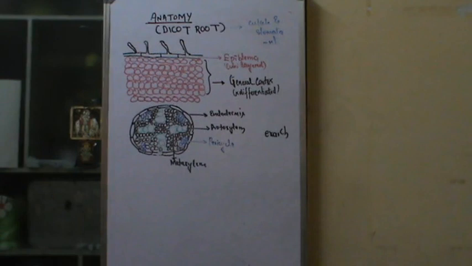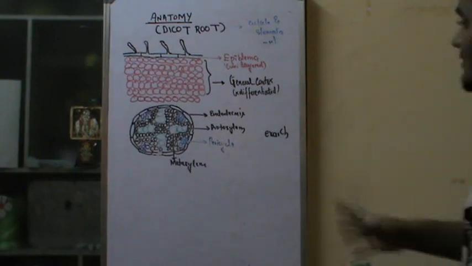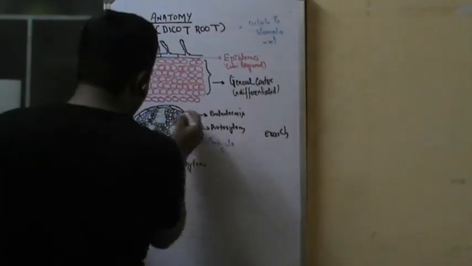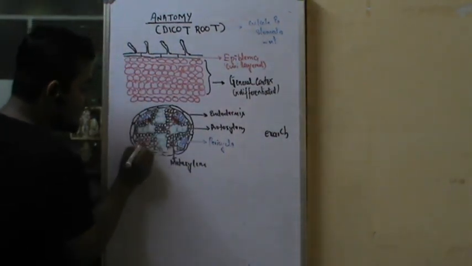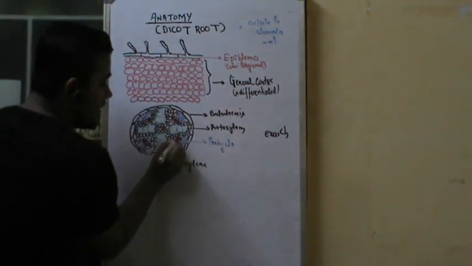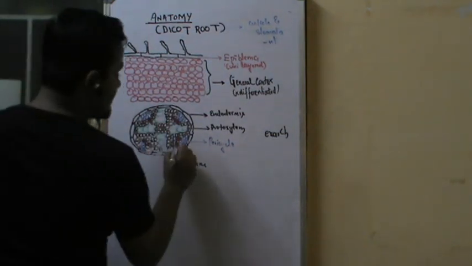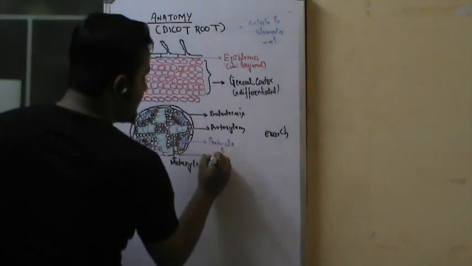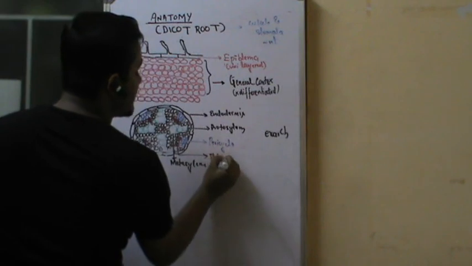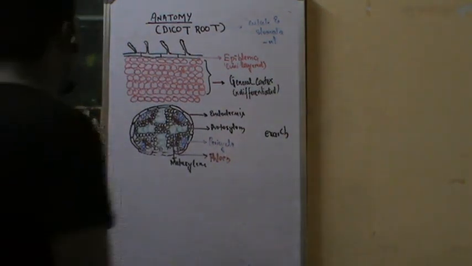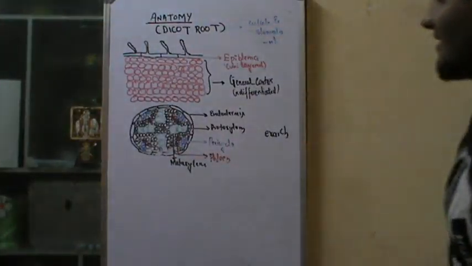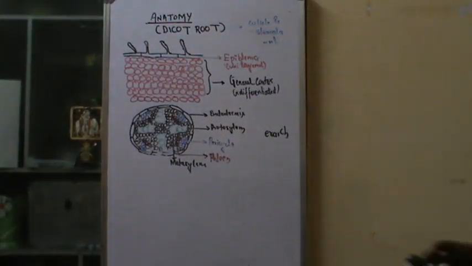And then there will be some more cells. Xylem hai, and now there will be a few more cells right over here. You can say something like this. Let me tell you, this is going to be a radial vascular bundle. So the red color things here are going to be phloem cells, and the green ones we have already said are also going to be phloem cells. So this is the complete anatomy of the dicot root that you have to remember.